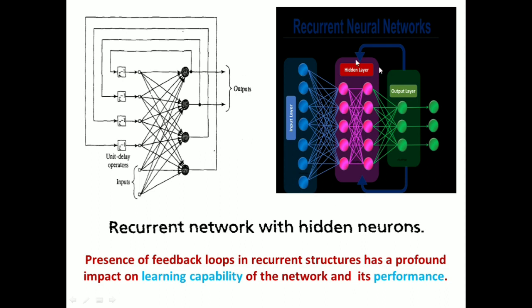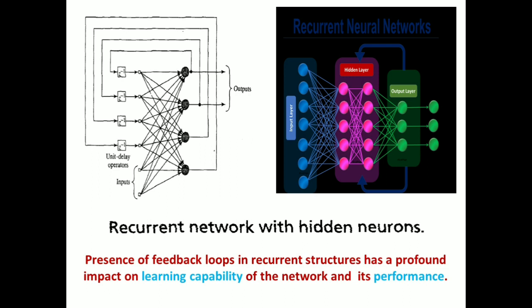If you see in this diagram, we have an input layer, a hidden layer, and an output layer. You see the output from the output layer has a feedback which is given to the hidden layer. So these are all the different types of artificial neural network architectures.